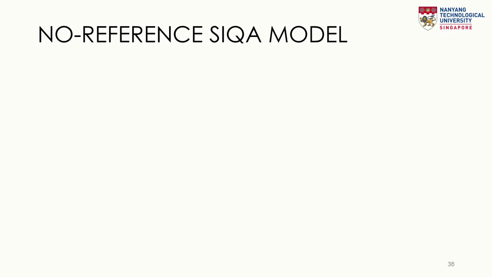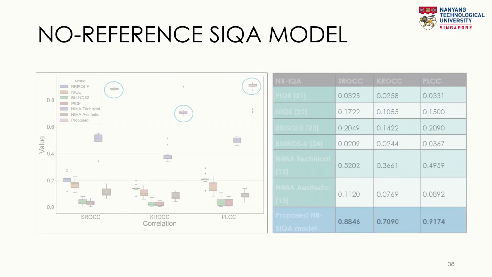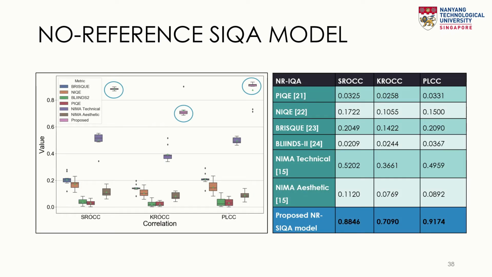The proposed NR-SIQA model was compared against 4 traditional NR-IQA metrics and Google's Neural Image Assessment (NIMA), where the NIMA Aesthetic Model was trained on AVA database and the NIMA Technical Model trained on TID 2013 database. The proposed NR-SIQA model performed the best as compared to the traditional NR-IQA metrics and CNN-based NIMA models.